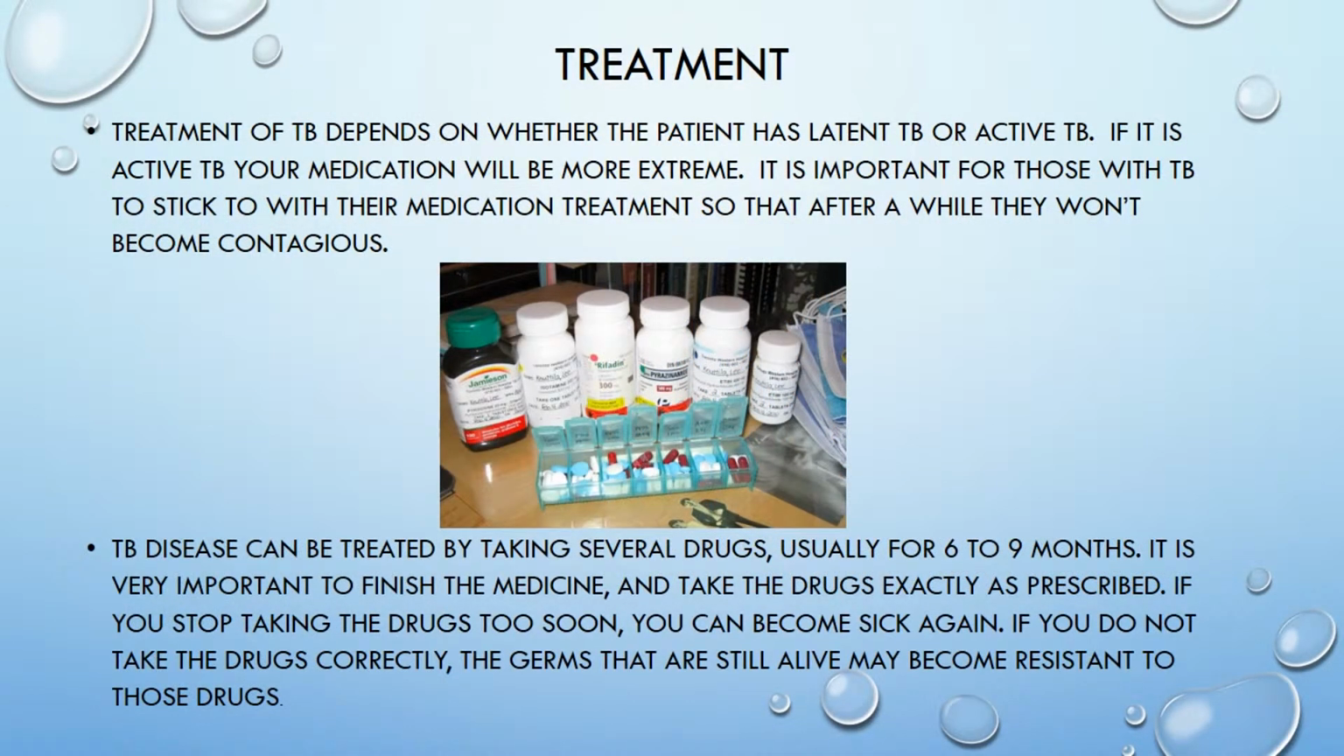Treatment of TB depends on whether the patient has latent TB or active TB. If it is active TB, your medication will be more extreme. It is important for those with TB to stick to their medication treatment so that after a while they will not become contagious. TB can be treated by taking several drugs, usually for 6 to 9 months at a time. It is very important to finish this medication and take the drugs exactly as prescribed by your doctor.